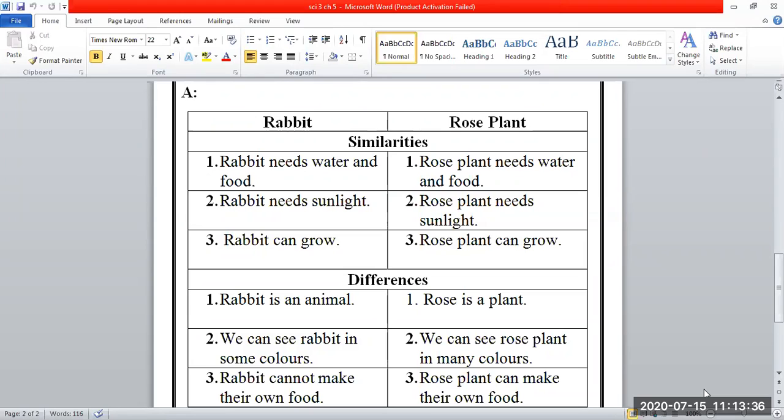Basically this similarity is from the chapter name. Teacher? Yes, Mahat. They both are living things. Yes, exactly. They both are living things. This is a major similarity between them.